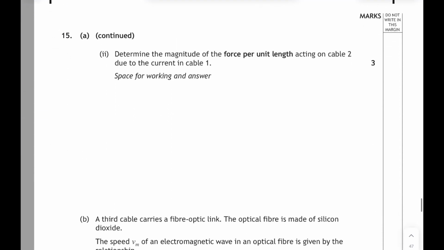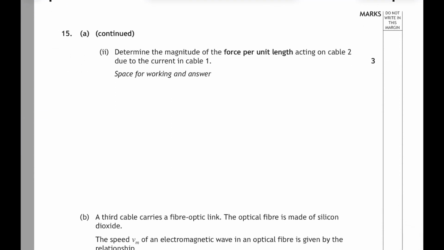Part 2. Determine the magnitude of the force per unit length, that's in bold, acting on cable 2 due to the current in cable 1. The force per unit length, well, the unit length is 1 metre.